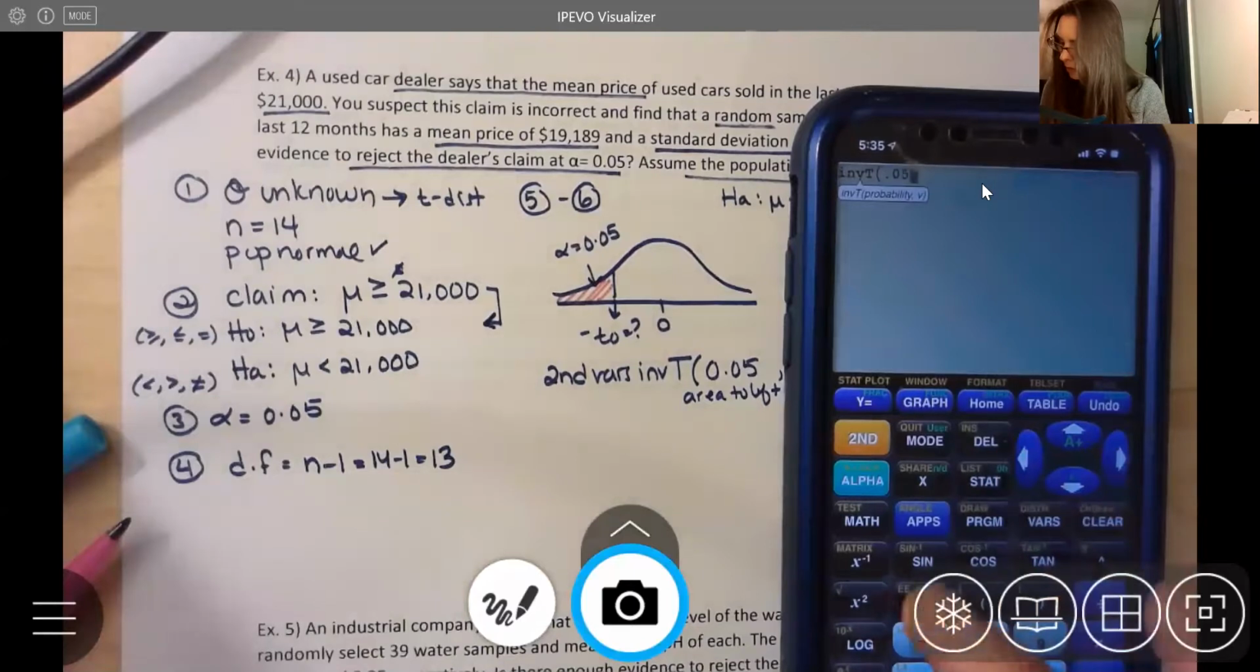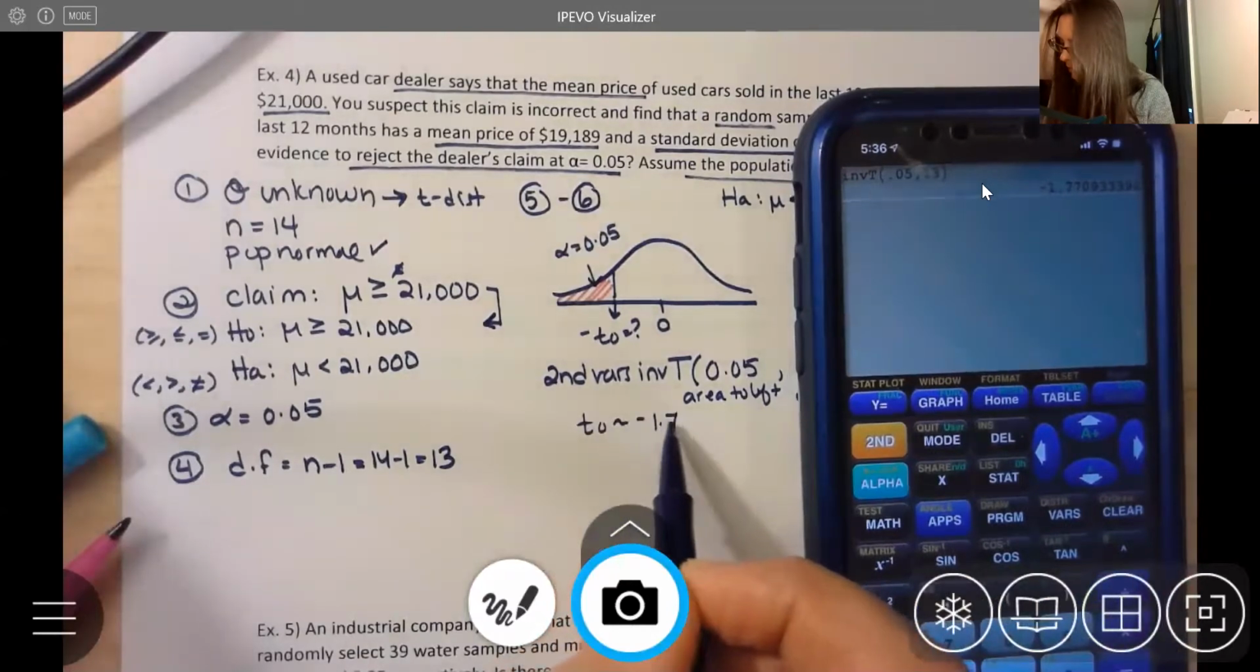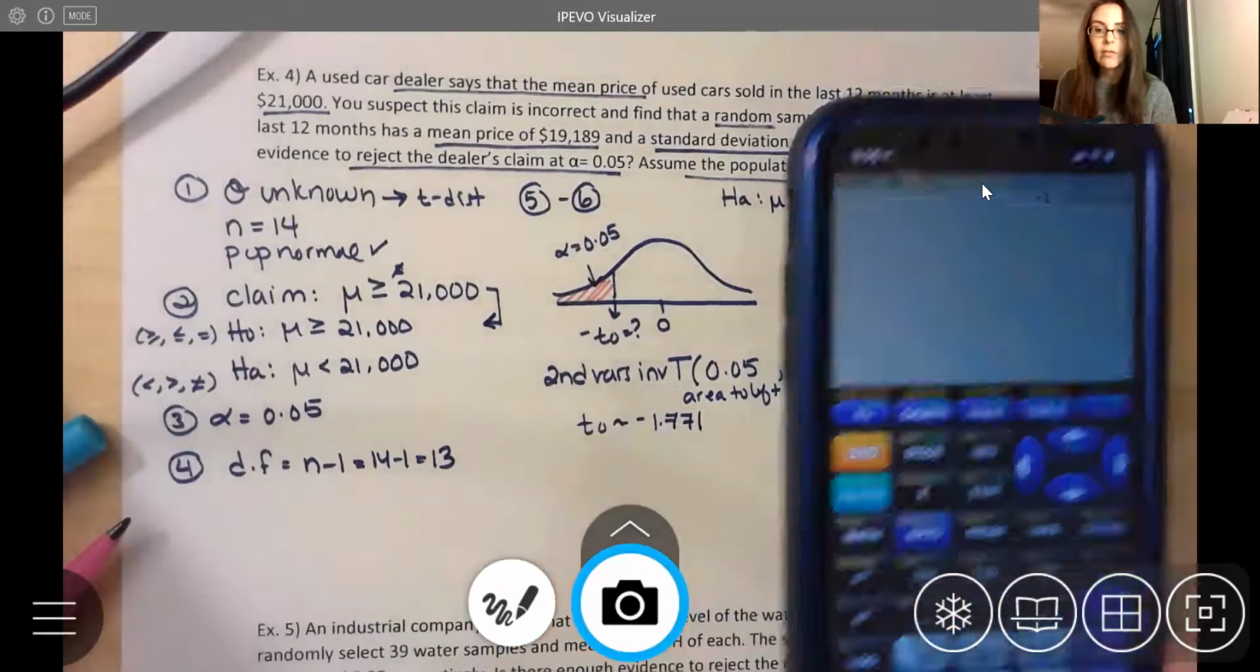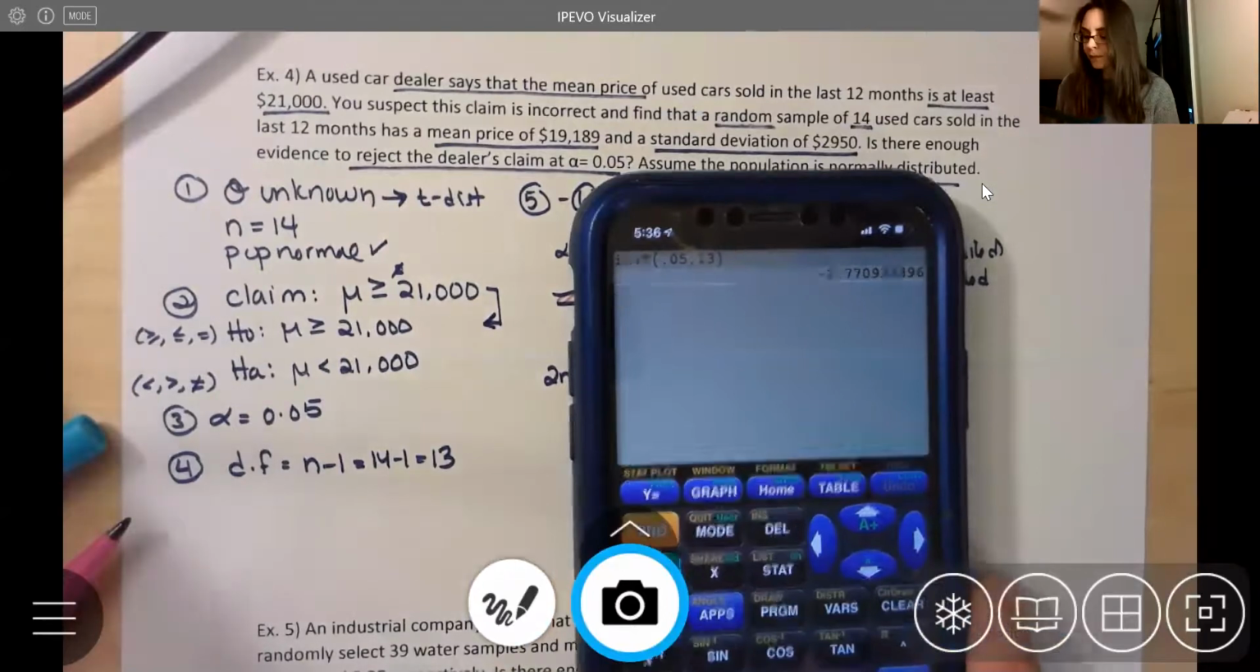.05, comma 13. And I get a t-value of approximately negative 1.771 if I go ahead and round that to 3 decimal places. Typically for the t-values, we tend to use 3 decimal places.